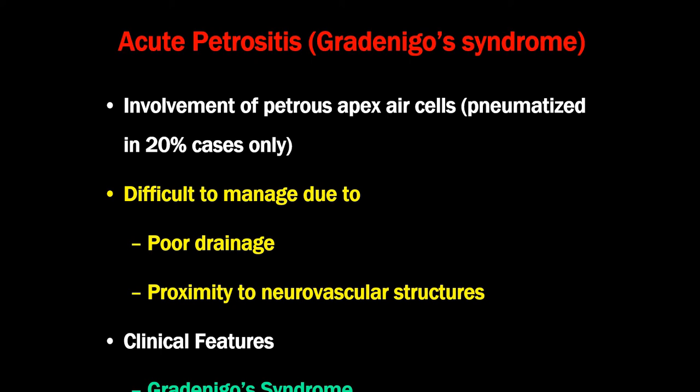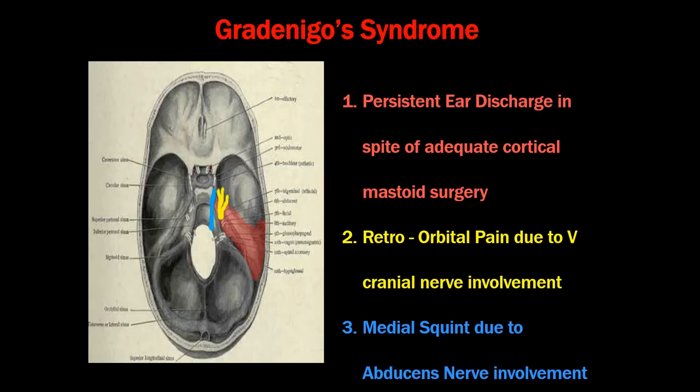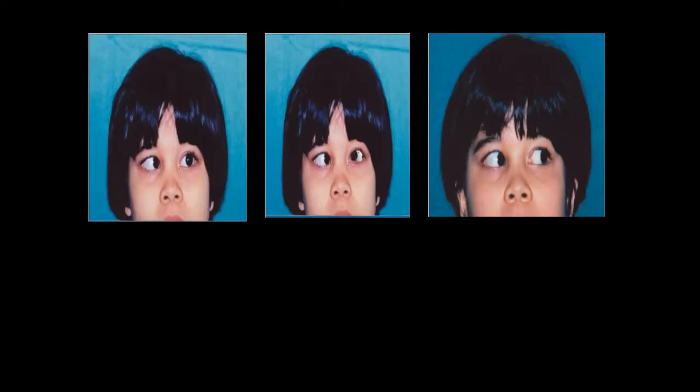So clinical features are Gradenigo syndrome. Gradenigo syndrome is defined as a triad. They are persistent ear discharge in spite of adequate cortical mastoid surgery, retro-orbital pain due to 5th cranial nerve involvement, and medial squint due to abducens paralysis or involvement.